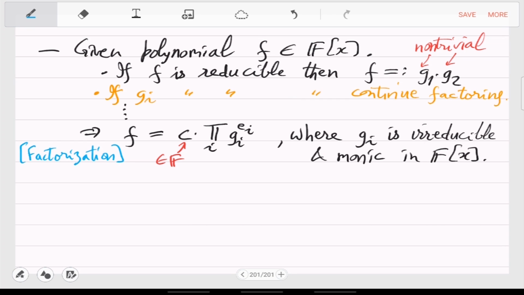Now, can you show that this factorization is unique? Like for integers, it is unique into primes. In the polynomial ring, is it unique? What is the proof? So let's prove that.